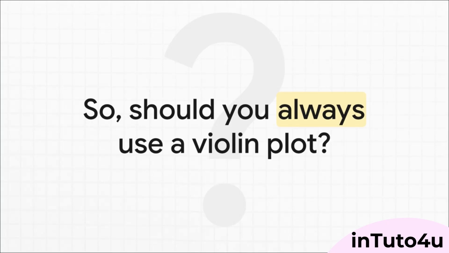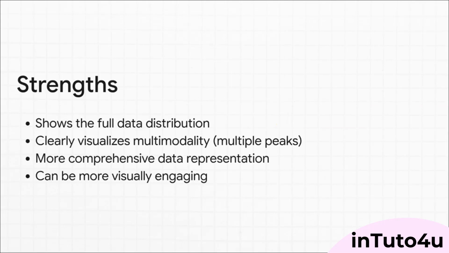Which leads us to the big question, right? Should you just throw out your box plots and use a violin plot for everything from now on? The answer is it depends. I mean, the strengths are pretty clear. You get the whole picture, not just a summary. They're amazing at spotting those multiple peaks. You just get a much richer understanding of your data. And let's be real, they just look cooler than a plain box plot.